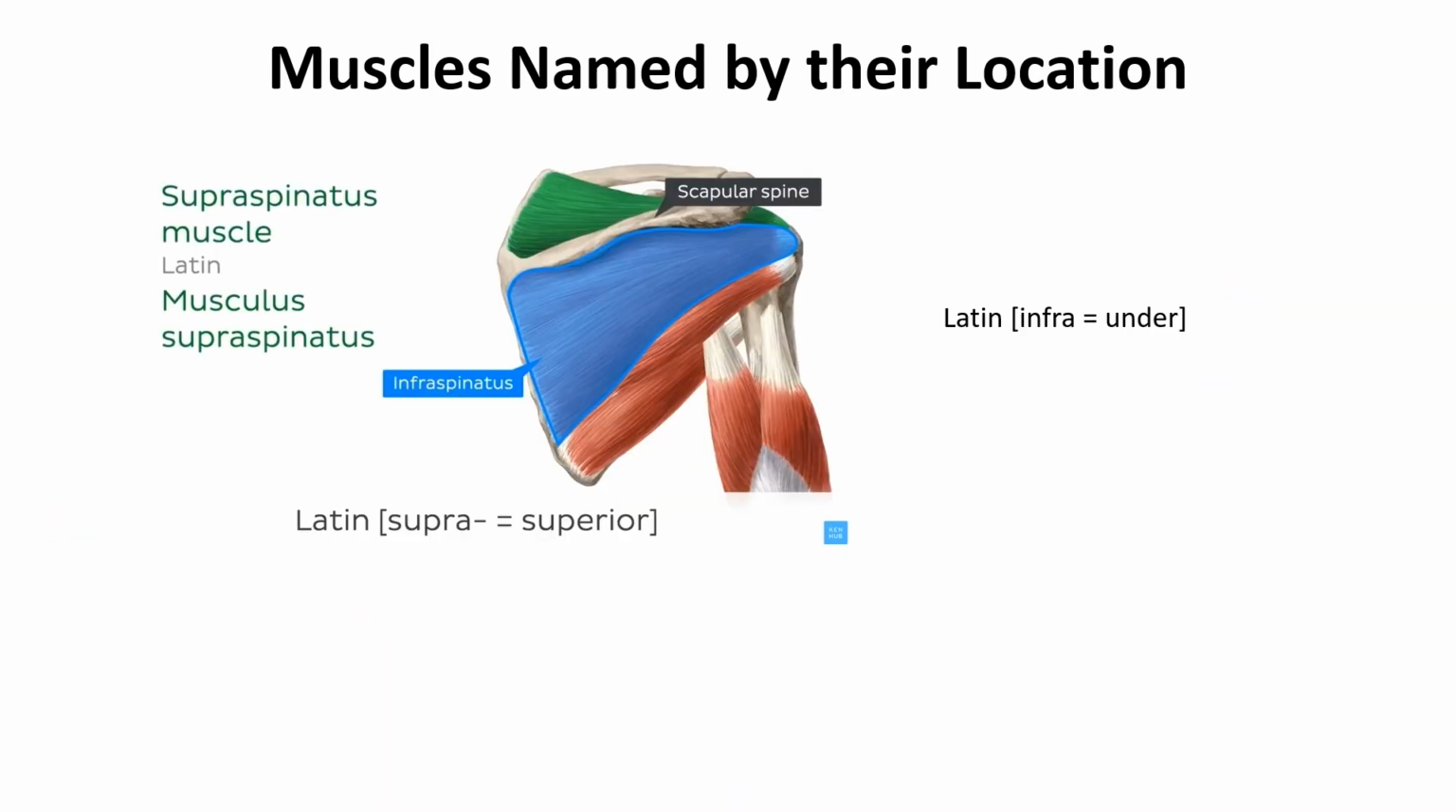The scapular spine divides two areas in the posterior surface of the scapula. The supraspinous fossa, where the supraspinatus muscle is located, and the infraspinous fossa, where the infraspinatus muscle is located.